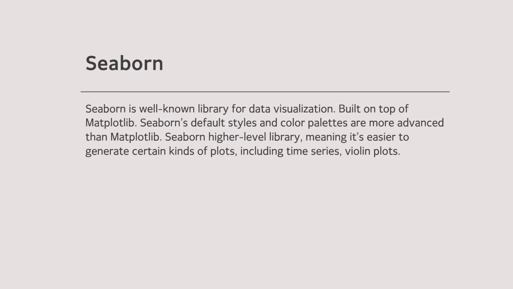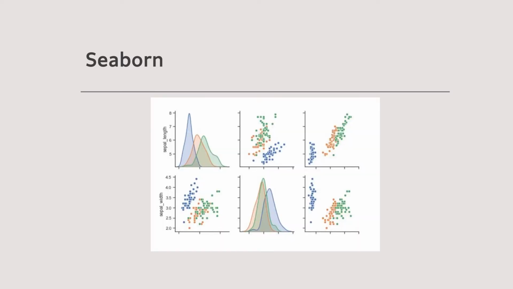Seaborn's default styles and color palettes are more advanced than Matplotlib's. Seaborn is a higher level library, meaning it's easier to generate certain kinds of plots including time series, violin plots, etc. It provides dataset oriented APIs so that we can switch between different visual representations for the same variables for better understanding of the datasets. So you have got a basic idea about Seaborn. This is all some intro about Seaborn. Let's see the diagrams of Seaborn, how they look. These are the graphs or plots we can see in Seaborn. Okay, let's move on to the next one, which is ggplot.